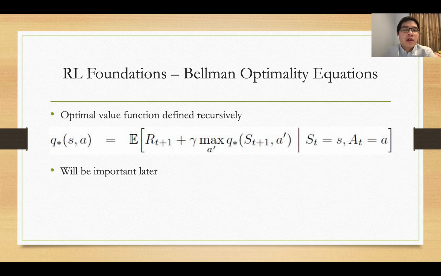Similarly, we have the Bellman optimality equations, which rewrites our optimal value functions into a recursive form. So the optimal action value is equal to the expected immediate reward for taking action A in state S, plus the expected maximum action value of the next state over all possible actions. This equation will be important later when we define the DQN algorithm.